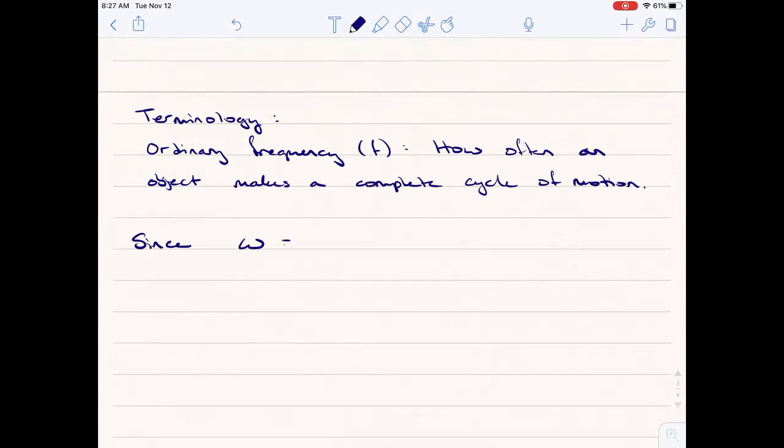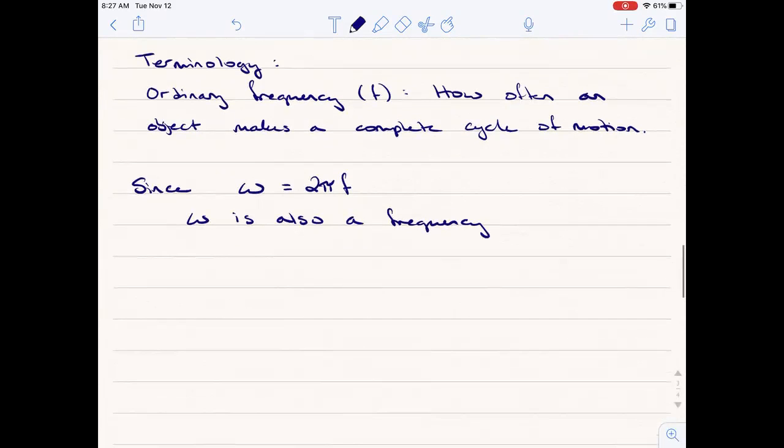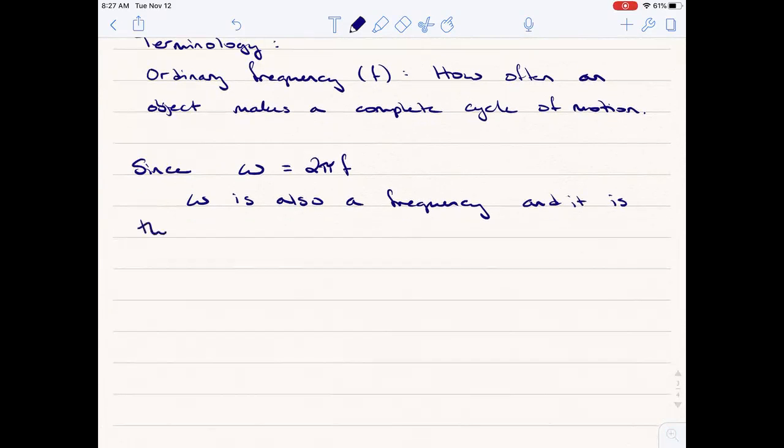Since omega is 2 pi f, omega is also a frequency, and it's called the angular frequency of motion. I don't think this is ever going to come up, so.